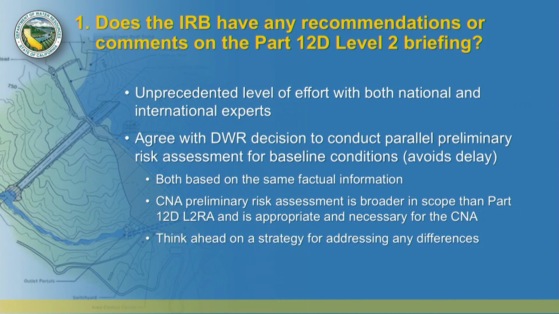And we observe as the IRB that both analyses are based on the same factual information. Many of the people that are involved in the level 2 risk analysis are also involved in the CNA. The CNA is broader in scope than the Part 12D level 2 risk analysis, and it is appropriate and necessary for the CNA. And so the CNA team would need to do more than what's being done as part of the Part 12D process anyways, and so it makes sense that they would go forward with this parallel analysis at this time.